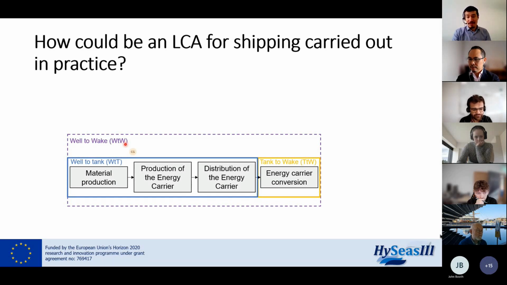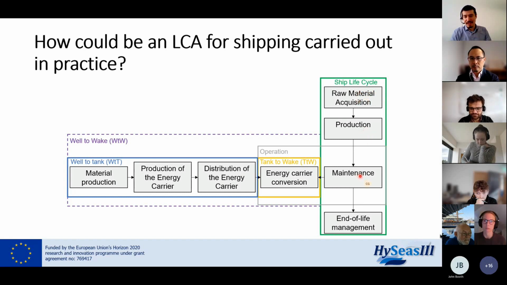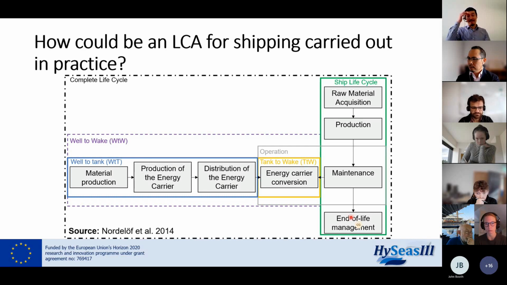But in parallel, we also have the ship. And the ship also has a construction phase. Well, first, the raw materials. So ships are mainly made out of steel. There are some exceptions, but some are made of aluminum. But we need the materials. Then we have a production phase. Also during the lifetime, we have maintenance, and then of course they have to be processed at the end of life. And if we consider all that, then we have the complete life cycle.